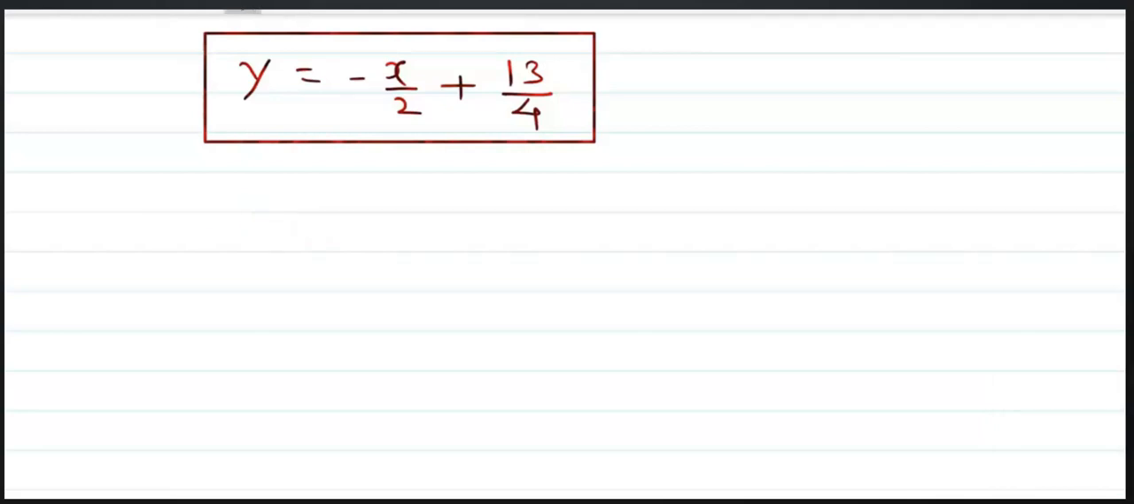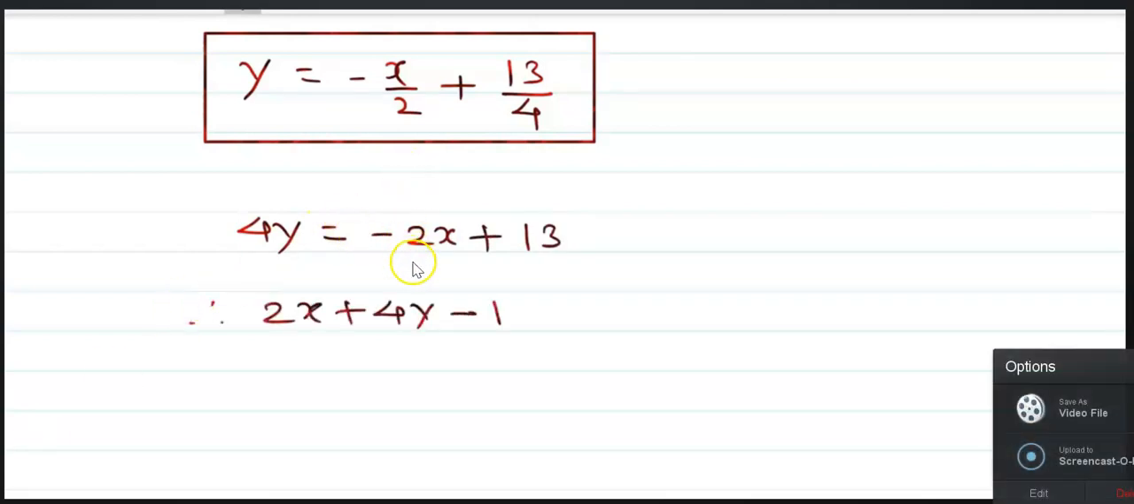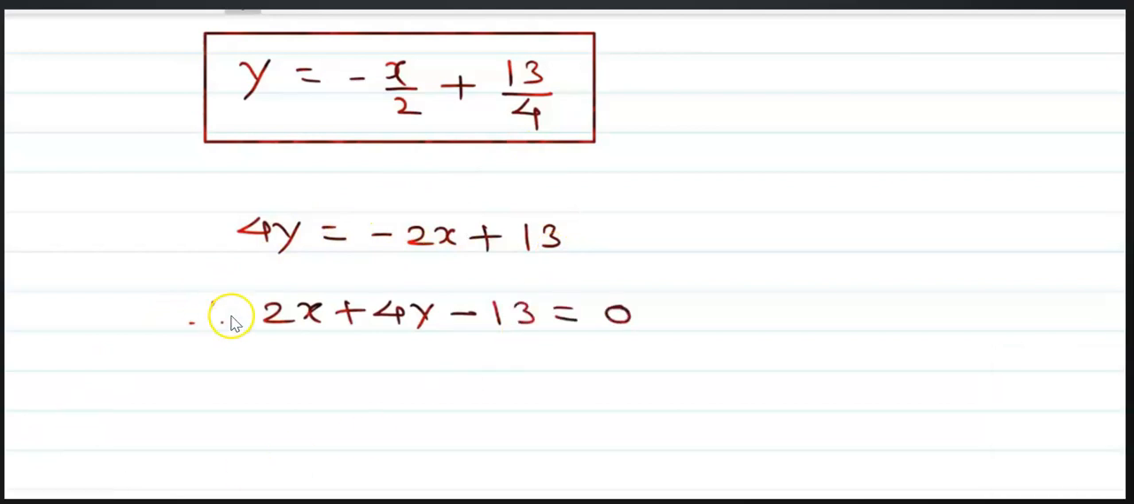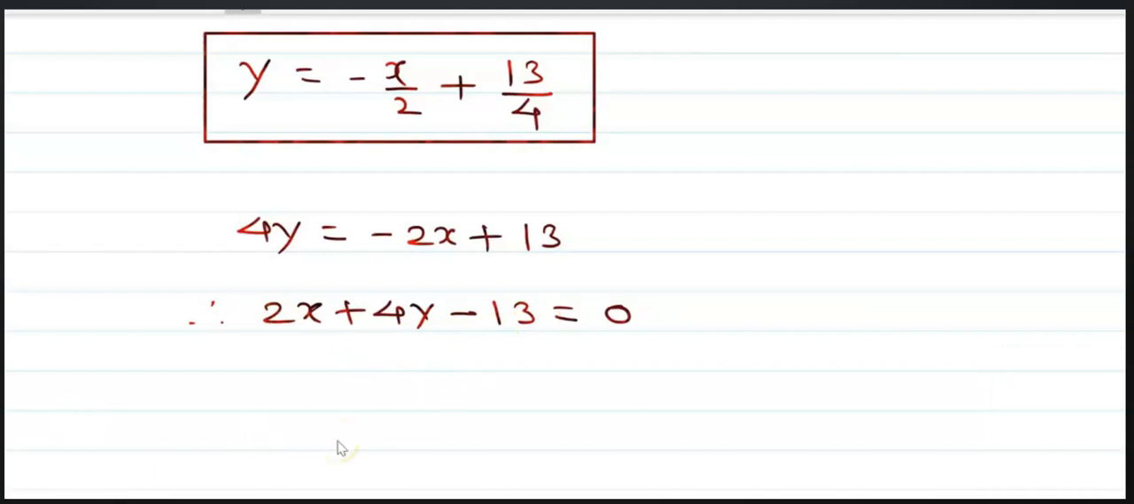Multiplying on both sides by 2, or that is 4, then you will get 4y minus 2x plus 13, and its form is 2x plus 4y minus 13 equals 0.